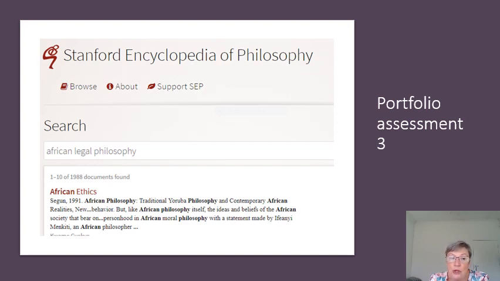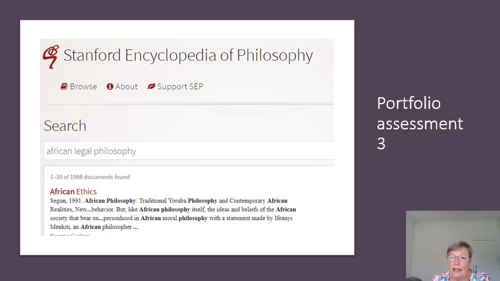But you will see, if you search for African legal philosophy in the Stanford Encyclopedia, that there is nothing on it. So the portfolio assessment requires you to write something for the Stanford Encyclopedia and submit that as portfolio assessment 3. Now, please, you don't have to actually submit it to Stanford. You just have to write it in the style of Stanford.